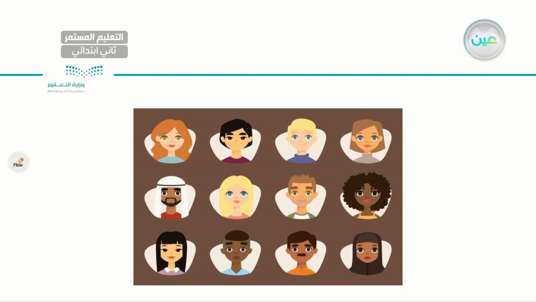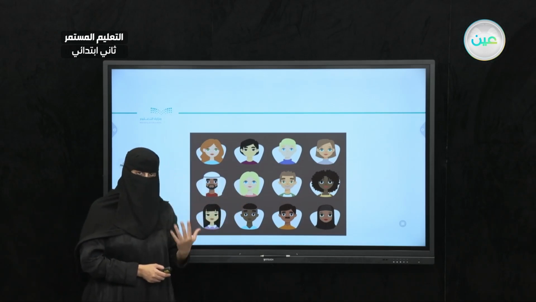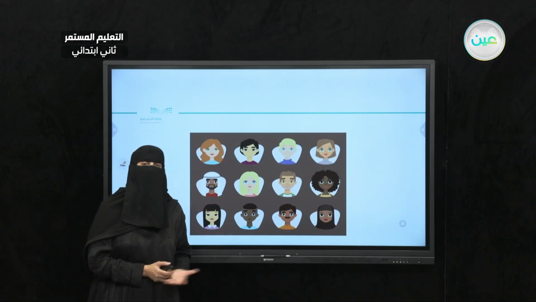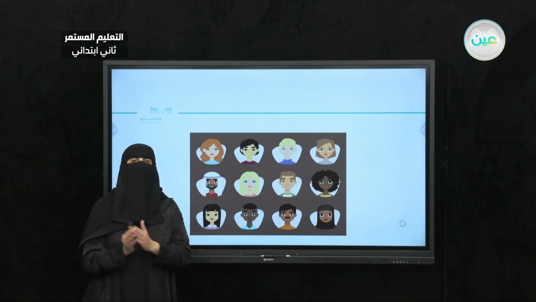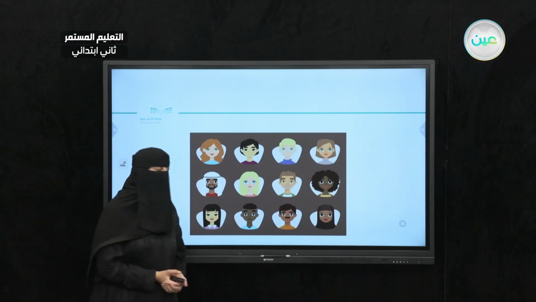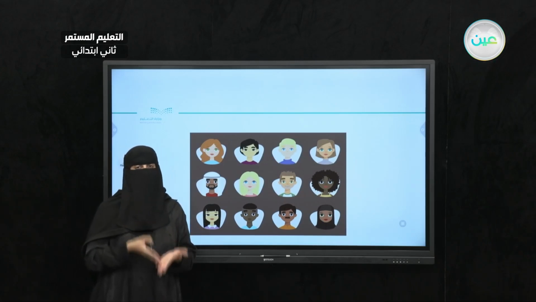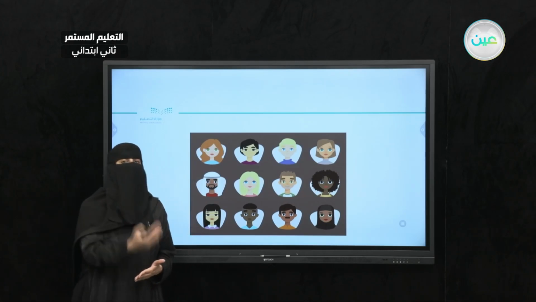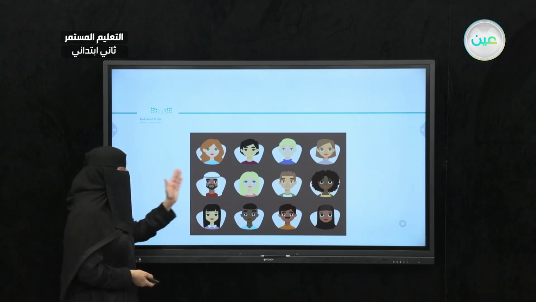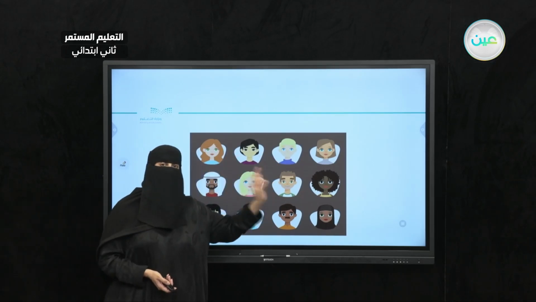Here I have, very good, different people with different facial parts. I can see people with dark skin, people with light skin, people with green eyes, people with black eyes, people with black hair, with blonde hair, with brown hair, people with mustache. So people are different, and as I told you, in this lesson we will be able to describe people based on their facial parts. As you can see, no one here is the same as the other person. They have different and distinctive facial parts.